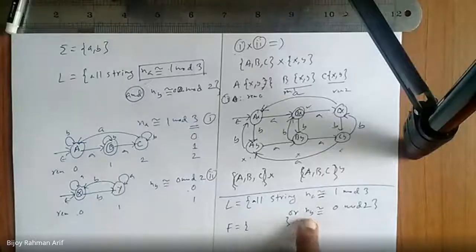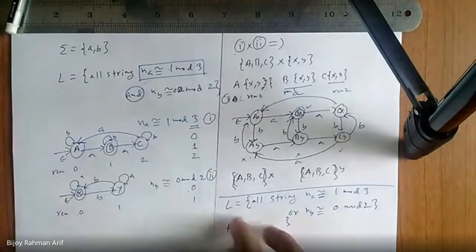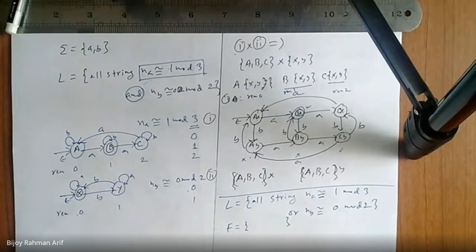It is not union also. That is the catch. There is a difference in finite automata. The set-theoretic union and finite automata union are the same. Set-theoretic intersection and finite automata intersection are the same. But logical AND and OR are different in finite automata. Okay? They are not the same.